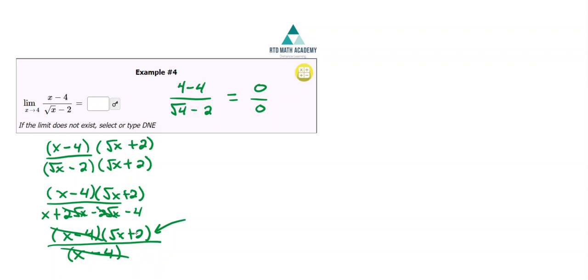All right, so now I'm just going to take the limit of what's left. So now we're going to take the limit as x approaches 4 of the square root of x plus 2. Then we'll actually just sub in 4. So that would become square root of 4 plus 2, which would just be 4.